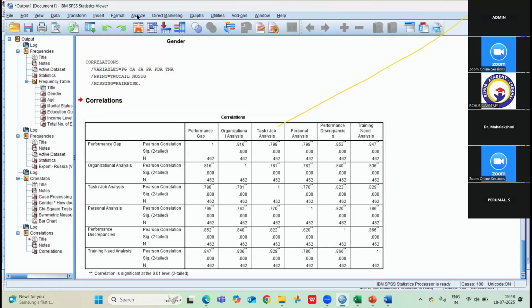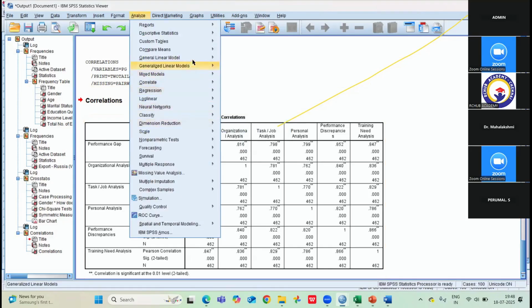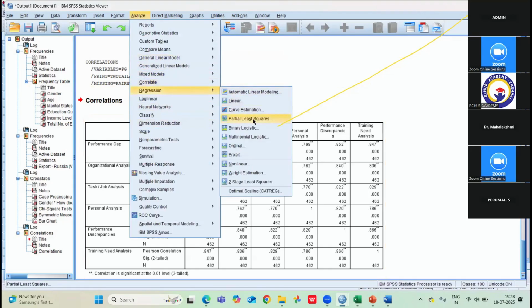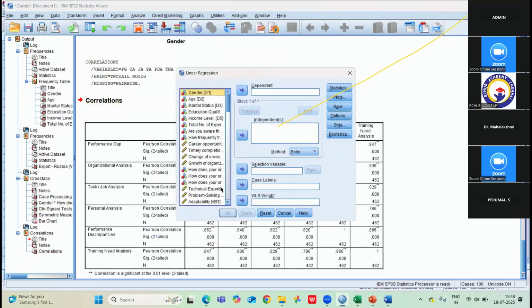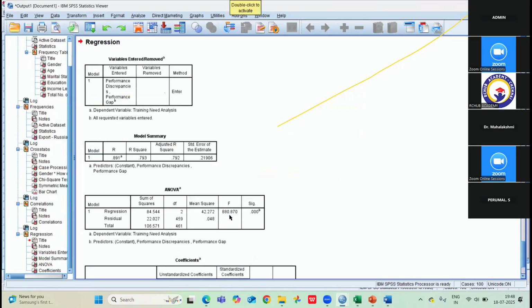Okay, so now let's move on to the regression analysis. Where have I left? Yeah, regression. Let me consider training need analysis as the dependent variable, because that's the major importance of the study, and performance gap and performance discrepancies as independent variables. So let me click OK. Here I wanted to know whether the performance gap and performance discrepancies in the organization create an opportunity to provide training need analysis or impact training need analysis.